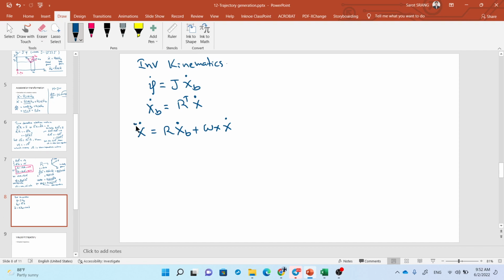Then I can write hb double dot equal to R inverse, R transpose, of h double dot minus omega cross h dot, right?